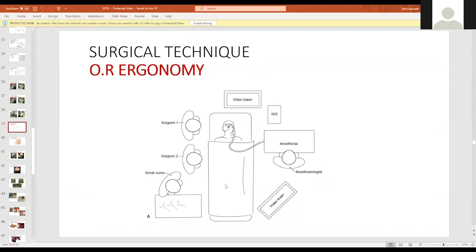So for the ergonomy, usually residents just go into the OR, they want to get the blade, and they don't think about where the surgeon is, where the assistant is, where the anesthesiologist will be. So this is really important for ergonomy. So usually this is a setting that we do.